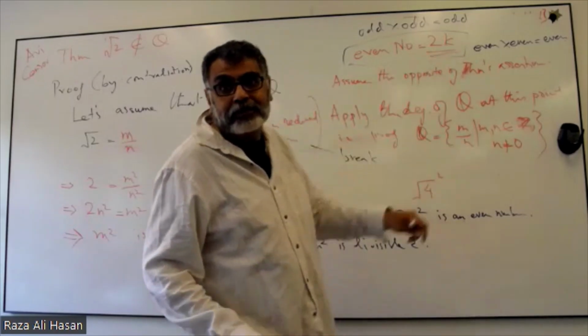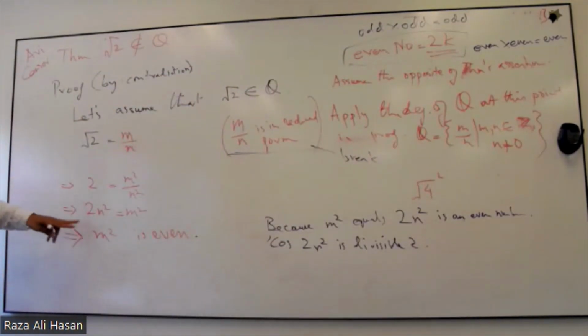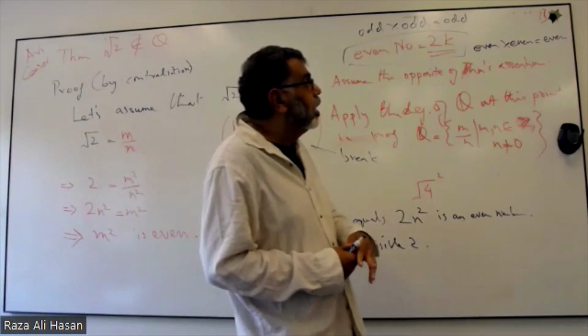There's no remainder. Okay, so now we got M squared is even, but our goal is to get to where we can say M is even. And why is that?